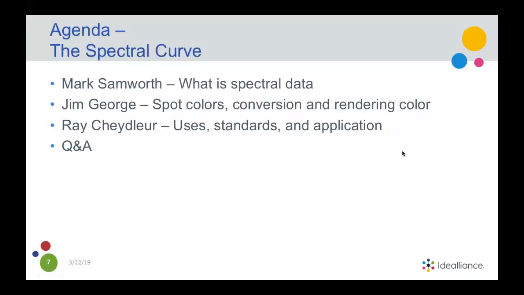Jim George will talk about spot colors, rendering, conversion, and what the potential of this is and what it gets used for. And then Ray Cheydleur will talk about other uses. He's involved in things like how ink is made, also standards, and how the application is done today. So we have three different topics, starting from the beginning to how people might use it to render color, to other types of uses for it too, and how it fits into standards.